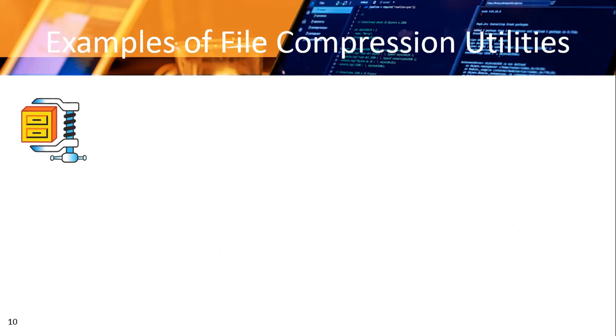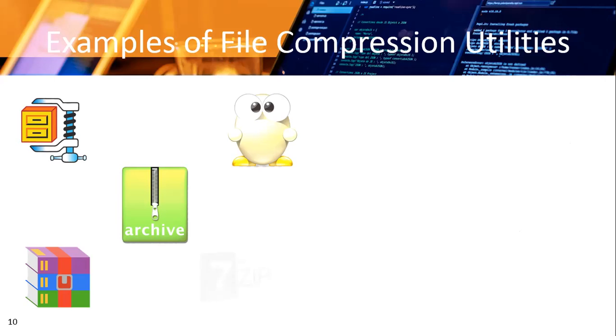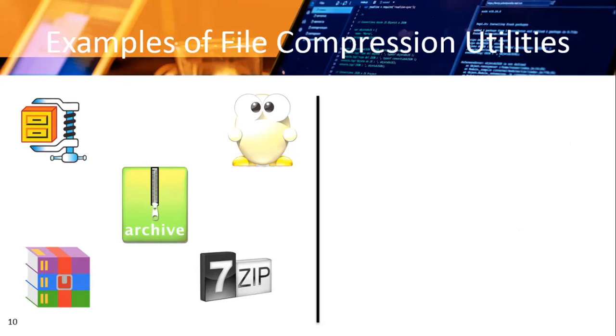Here are some examples of file compression utilities for Windows users and Mac users. For Windows users, there are WinRAR, WinZip, LZip, 7zip, and Zip Archive. For Mac users, there is software called MacRAR, MacZip, and Stuffit.